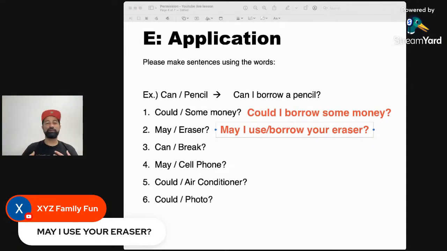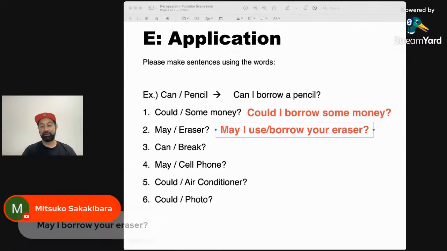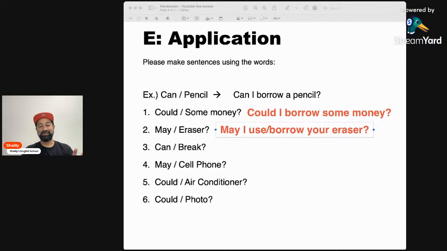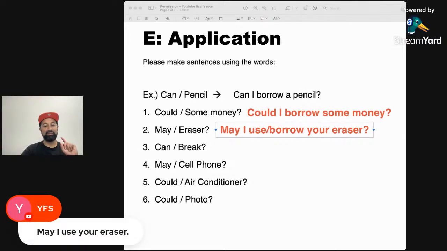Okay, so number 1 and number 2, I think, are not that difficult. We're using that same verb, borrow. All right, number 3, we're going to start getting a little bit more difficult. Mitsuko, may I borrow your eraser? Perfect. All right, number 3, can and break. Now, the only hint I am going to give you in this situation, break is not a verb. In this situation, break is a noun. YFS, may I use your eraser? Perfect answer, YFS. Great job.